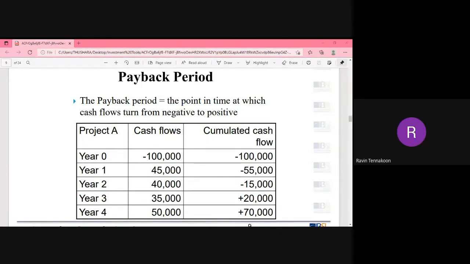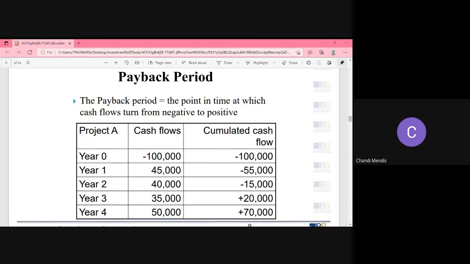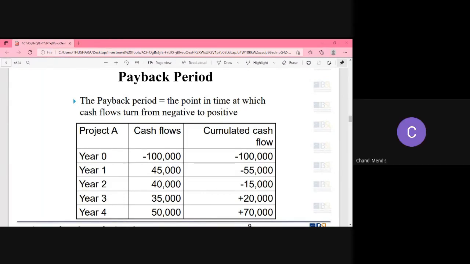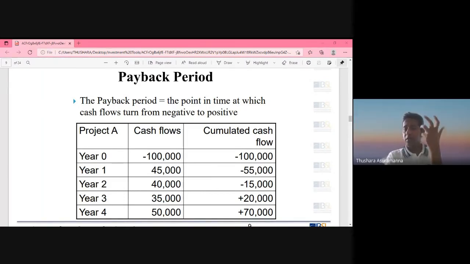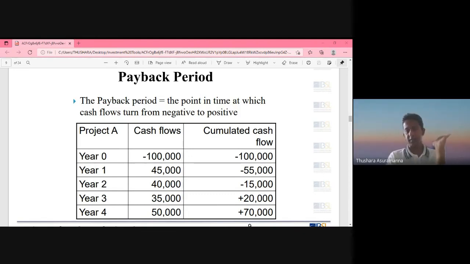No, sir. Can you brief it again? Right. So you get the 2 years is clear? Because at the time of year 2, you need to recover 15,000. Is it clear to that point? Yeah. Fine. Then how much we need to recover in year 3? 15,000. So where is that 15,000 to be recovered from? Out of 35,000. Year 3 cash flow is 35,000.